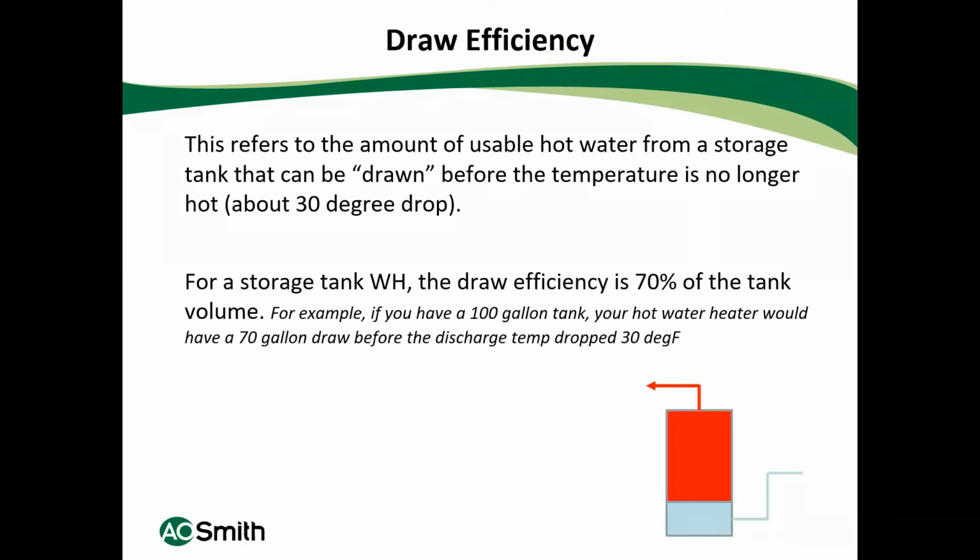Keep in mind that a tank has a draw efficiency. Because you have a 100-gallon water heater, you don't have 100 gallons of hot water. The bottom 30% of the tank is being mixed with the cold incoming water. So you have 70 usable gallons of hot water before the temperature drops more than 30 degrees from the set point.